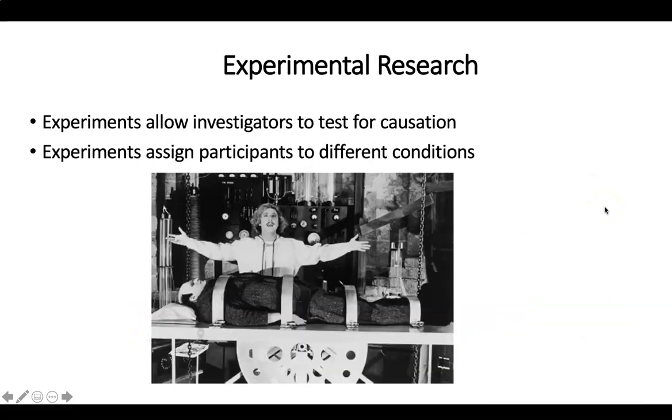So other types of research, again, experimental research. The great thing about this is you can control for causation. You can assign participants to different conditions. You can do an experiment where you're looking at how mention of elderly affects the students.